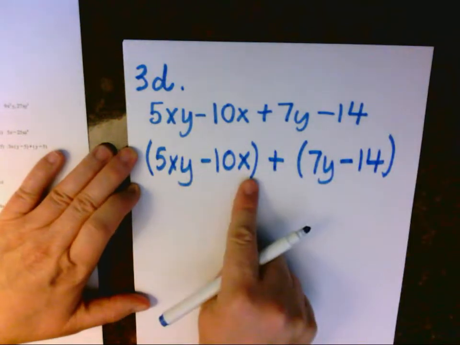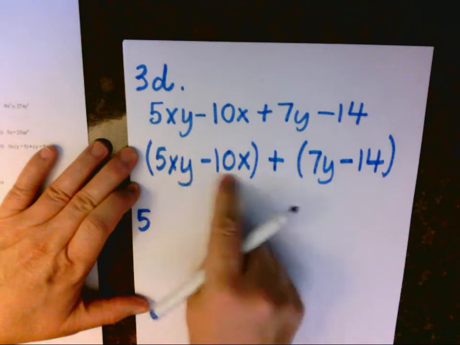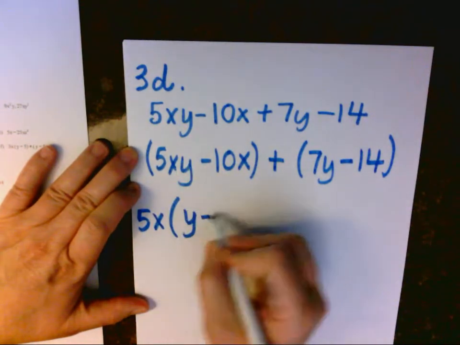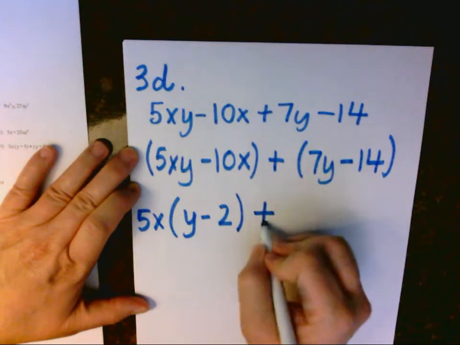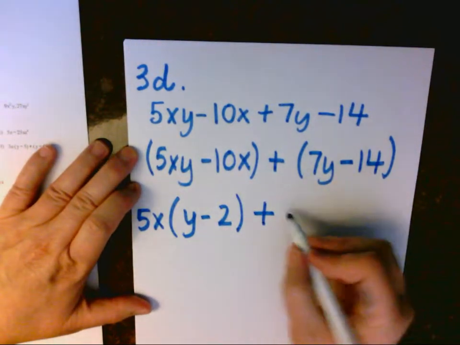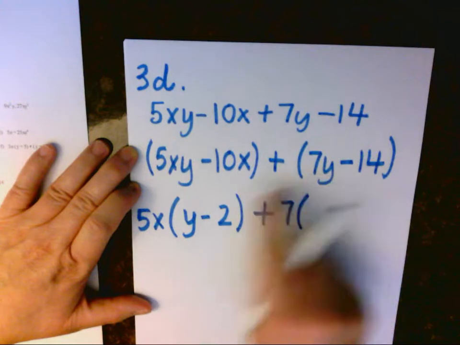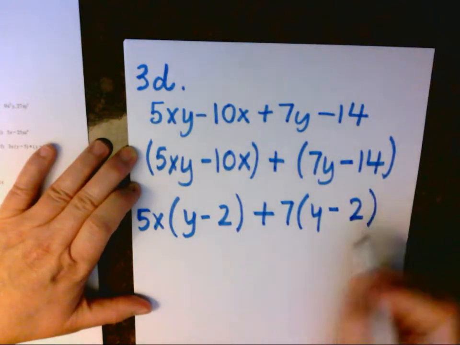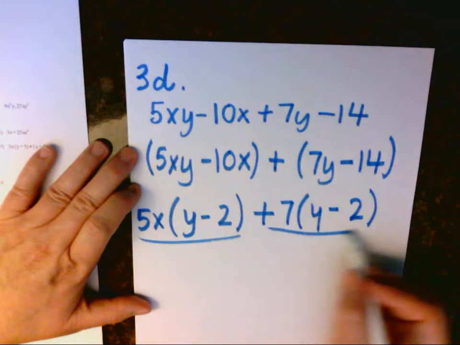Okay, the first group has a common 5 and a common x, which I divide out, and it leaves me a y minus a 2. And the second group has a common 7. Pull the 7 out, and that leaves me a y minus a 2. Here are my two pieces.